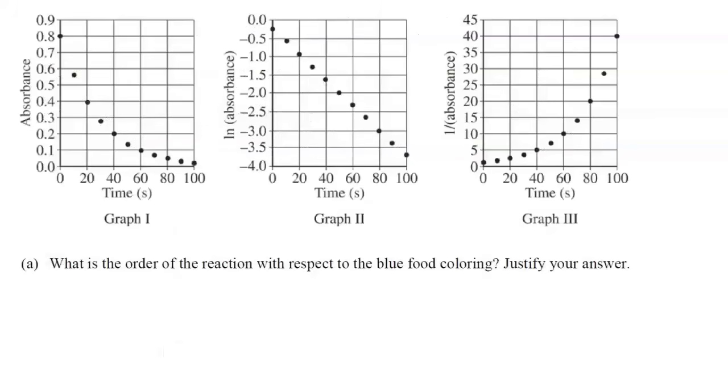Part A. What is the order of the reaction with respect to the blue food coloring? Justify your answer. So again, we have absorbance on the y-axis in the first graph. We have natural log of the absorbance on the y-axis in the second graph. And we have the reciprocal, or 1 over the absorbance, on the y-axis in the third graph. On the x-axis, we have time in seconds.